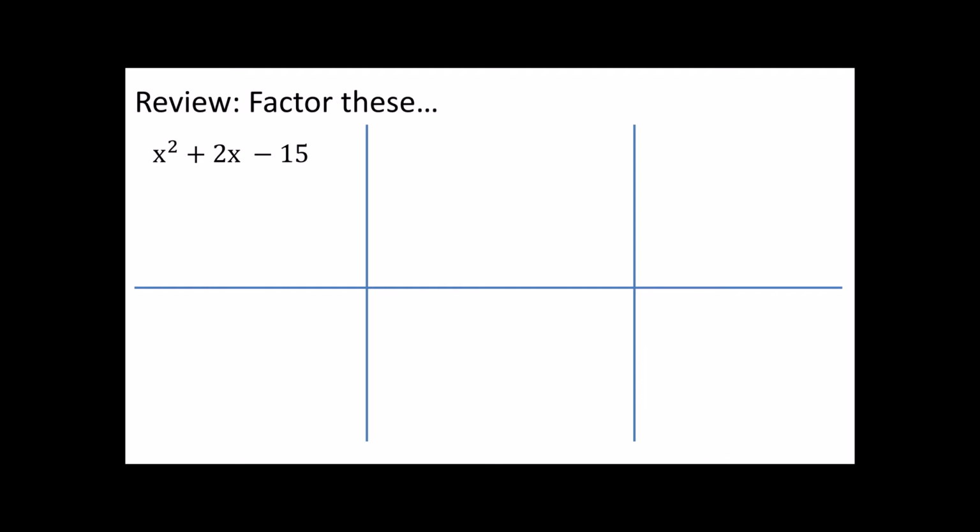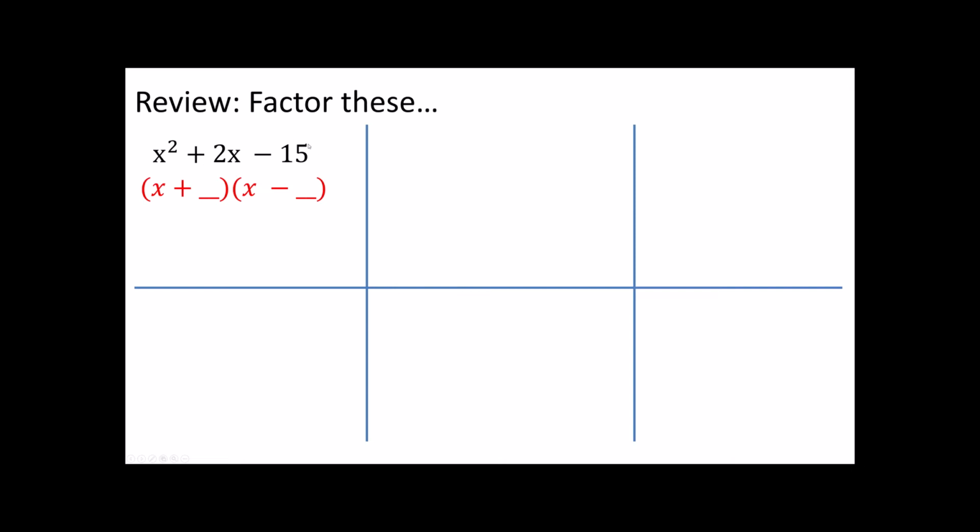I'm assuming you've already paused the video and tried that on your own. I'm just going to remind you that when you're factoring a trinomial like this, we always look for a GCF first. This one happens to not have a GCF. And when we go to factor this, x squared can only be x and x. I look over here at this minus 15. The minus sign tells me that my signs are going to be different.